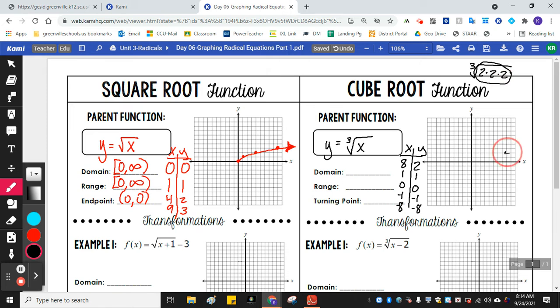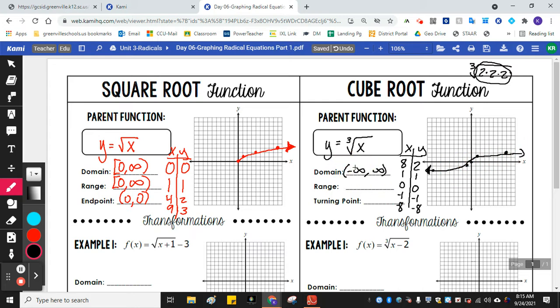8, 2. If you're going to mess this graph up, you're going to make it go the other way, meaning it starts up here and then goes down. But remember, the cube root of a negative number is negative, so it should start down and go up. This graph is always increasing. Both of these graphs are always increasing. So if you graph it the other way, that's wrong because it's decreasing.